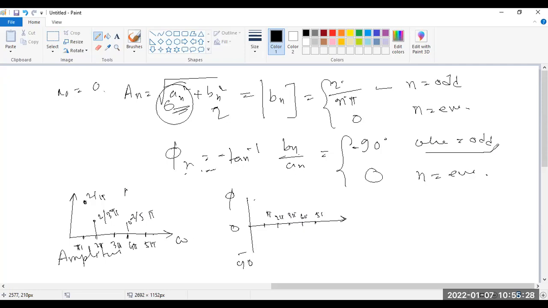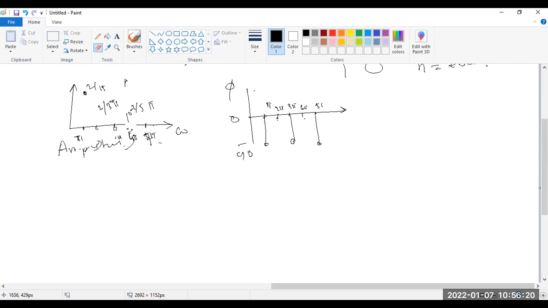Odd is there. So at pi it is minus 90. At 2 pi this is 0. At odd, this is the amplitude spectrum, so you can put n equal to odd. This is not at 2, this is 3 pi, this is 5 pi. 3, 5, 7, etc. So just put this and you can write this.